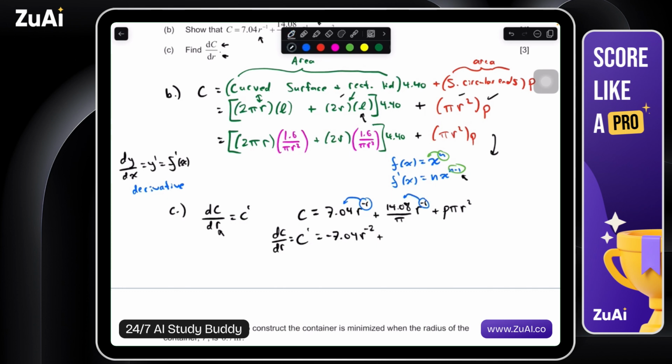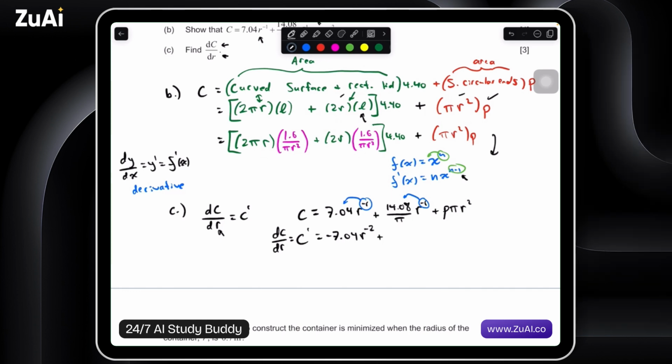And so now all of this business, this 14.08 over pi, is going to be multiplied by a negative. So this will actually become all negative. So negative 14.08 over pi. R used to be -1, now it's -2. Plus, and now again, this is what makes, I think, this question more challenging.